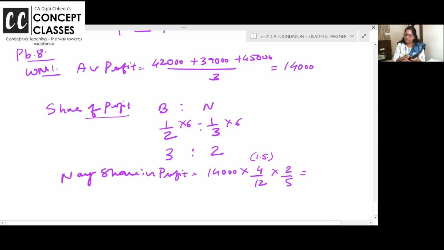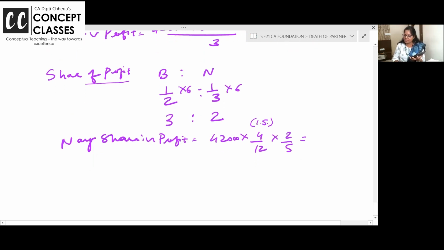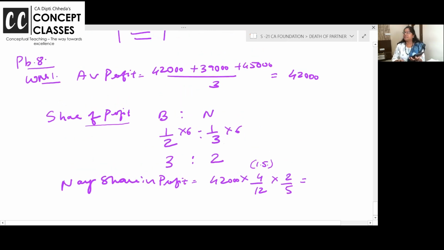Average profit was coming to how much? One second. 42,000 plus 39,000 plus 45,000 divided by 3. Average profit is not coming to 14. No, average profit is coming to 42. And then 4 months profit will be taken. Change it. Average profit is 42. Correct it.